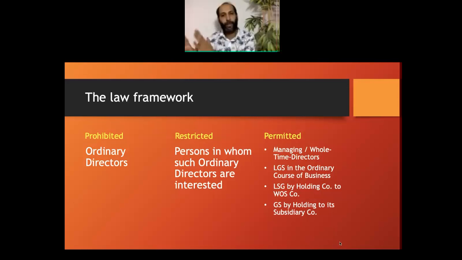One is that you have prohibited people, you have restricted people, and you have permitted people. Prohibited people, you cannot give loan. Restricted people, you can give loan, but you have to look into who are restricted and what are the conditions they have to satisfy. And the last one is permitted: you can give to the MD, holding director. There are some conditions. Loans by a holding company in the ordinary course of business, loans by a holding company to a wholly owned subsidiary company, and it goes on the list.